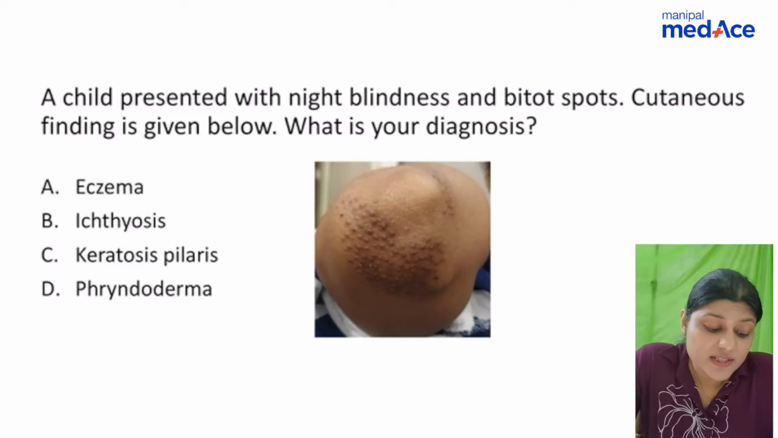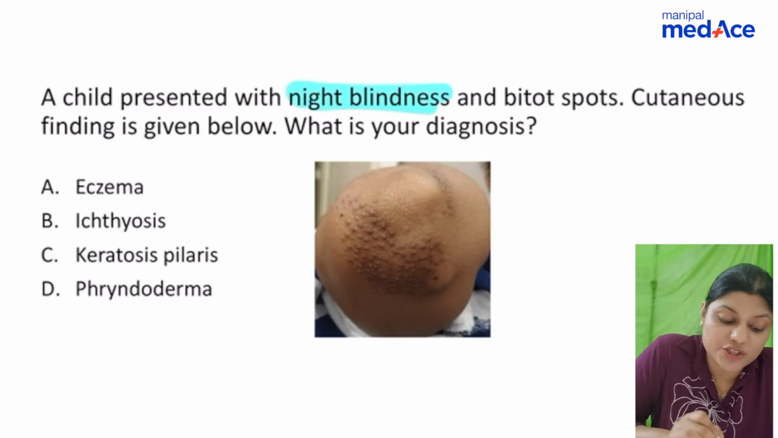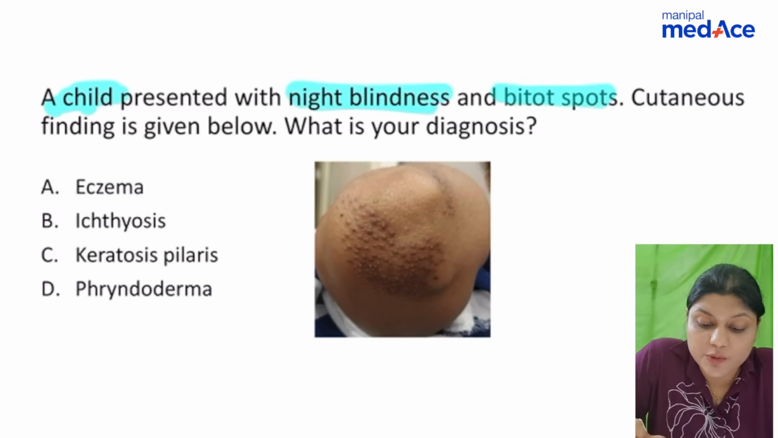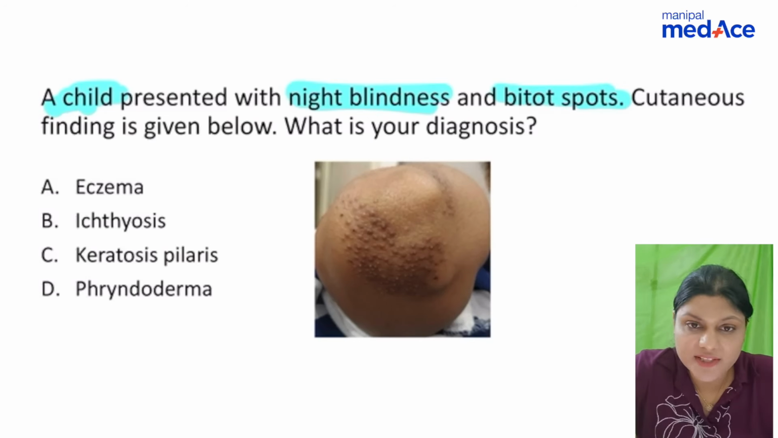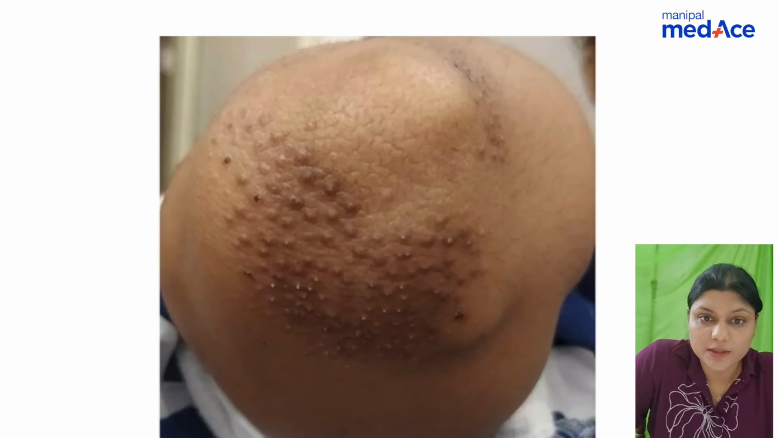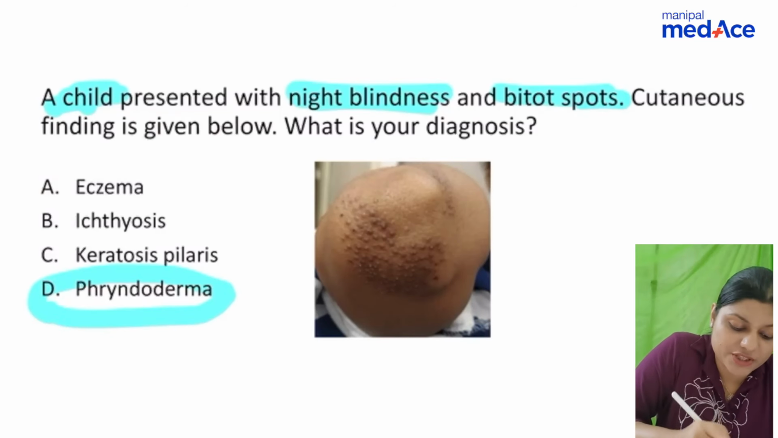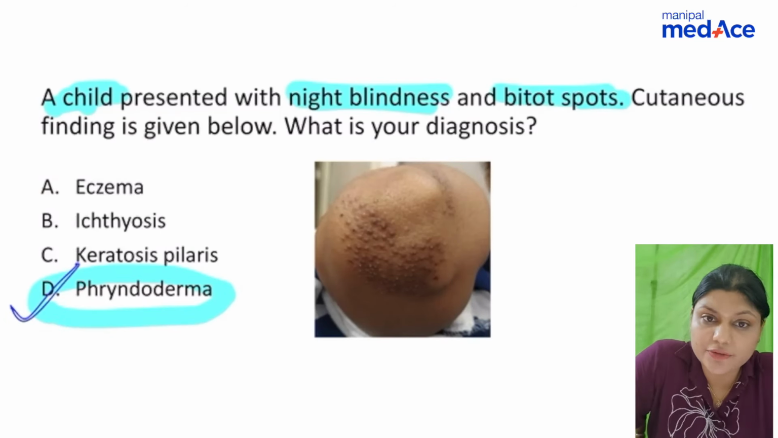The next question: a child presented with night blindness and Bitot spots, and a cutaneous finding is given below. What is your diagnosis? The keywords here are night blindness in a child and the presence of Bitot spots. Even if you don't see the picture, you can very easily tell that we are talking about vitamin A deficiency, right? In the picture, you can see over the elbows the patient is having keratotic spikes, follicular plugging, right?